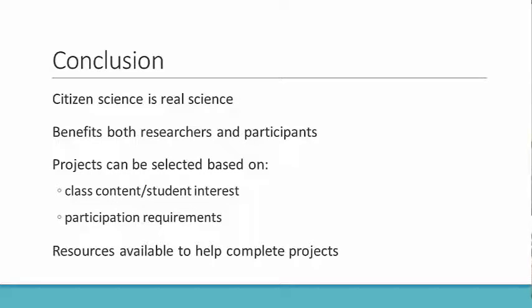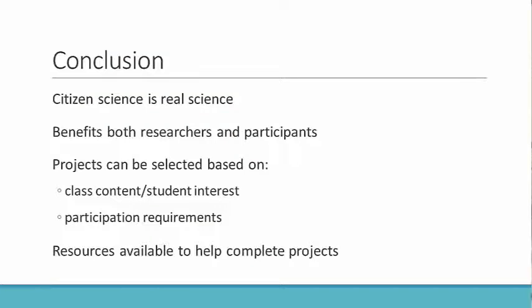So in conclusion, citizen science is real science. The data that is collected is used in real research. It gets published. It goes into policy decisions. It has a real impact, and people who are involved can have a sense of contributing to the bigger picture. Citizen science benefits both researchers and participants.